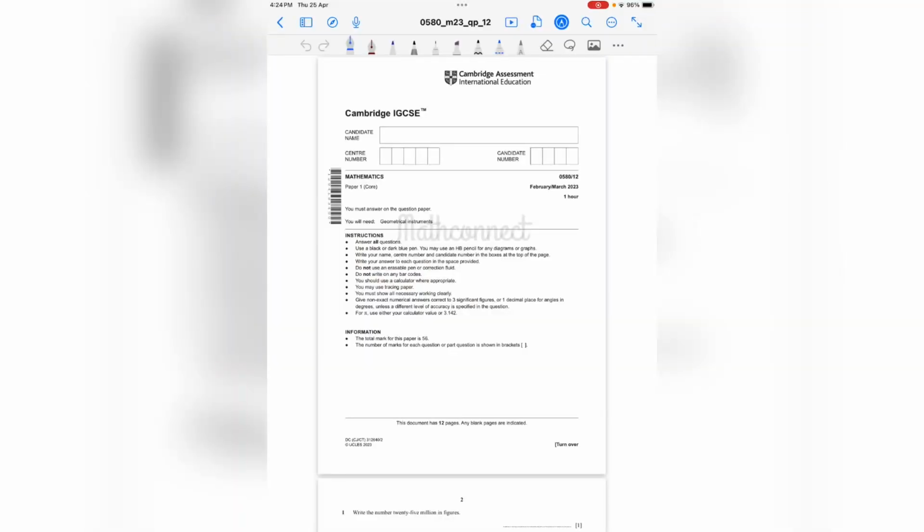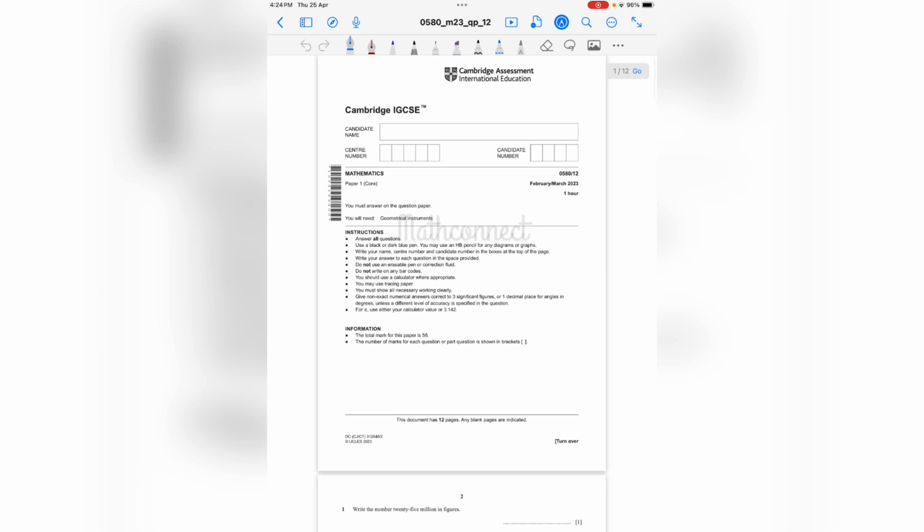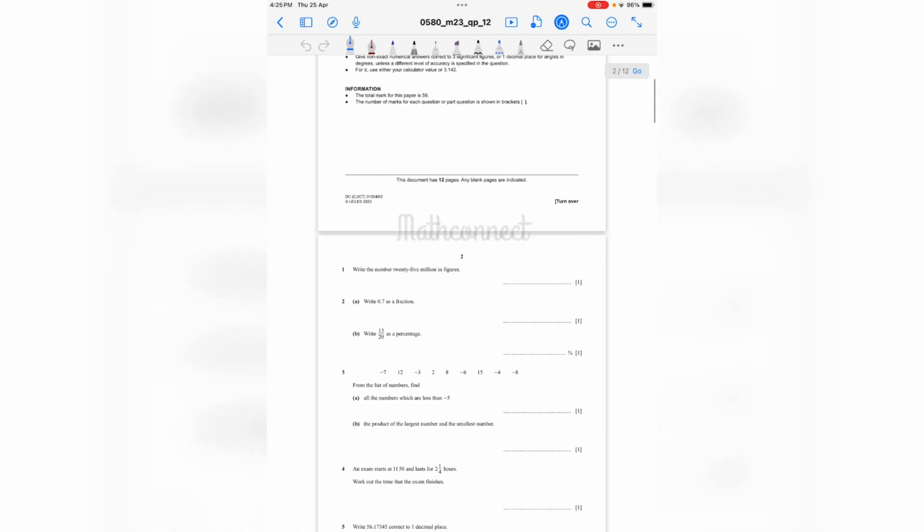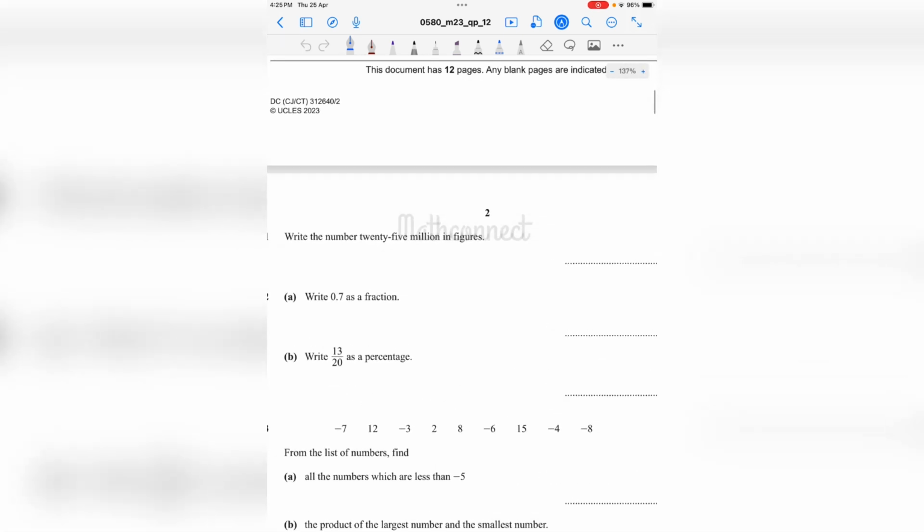So in today's session we are going to solve the Cambridge IGCSE Mathematics Paper 1 Core session February-March 2023 Paper 1-2. So let's quickly start with question number 1. As you can see, the first question is: write the number 25 million in figures.